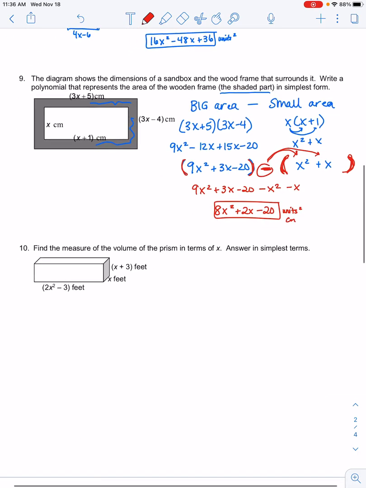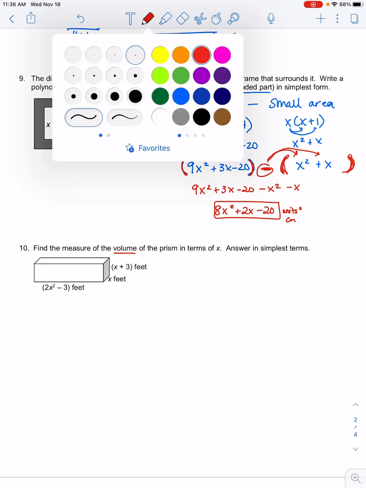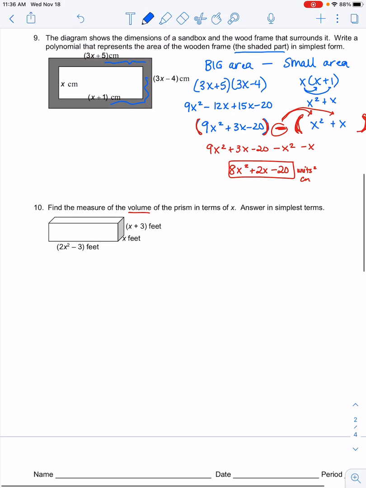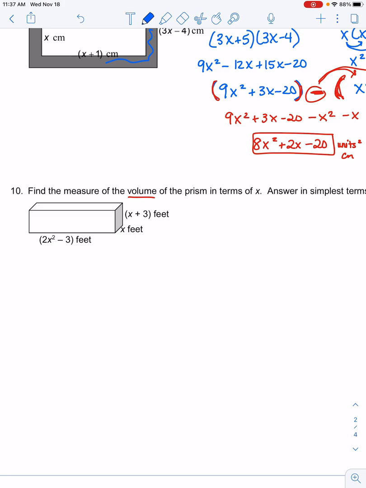All right, number 10, last problem. Find the measure of the volume of the prism in terms of x. Answer in simplest terms. Well, think back again. Volume is length times width times height when you have a rectangular prism, or area of the base times the height, which still is going to be length and width times the height. So let's start with just that length and width piece, that area of the base piece. I'm going to do x times 2x squared minus 3. That's going to give me the area of the base.